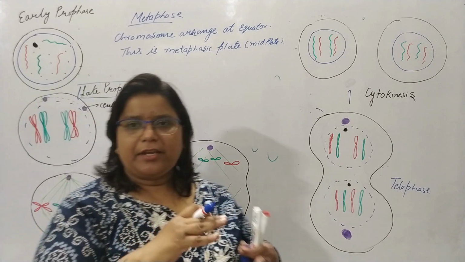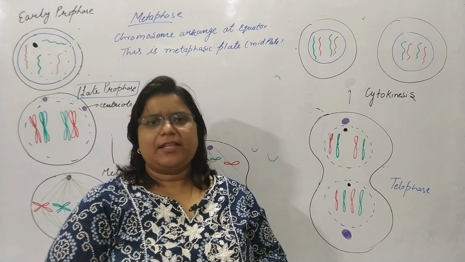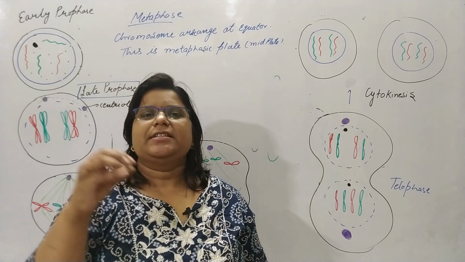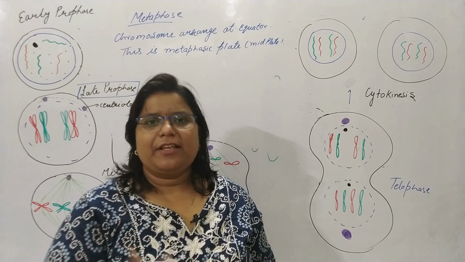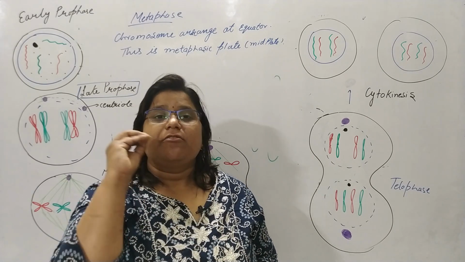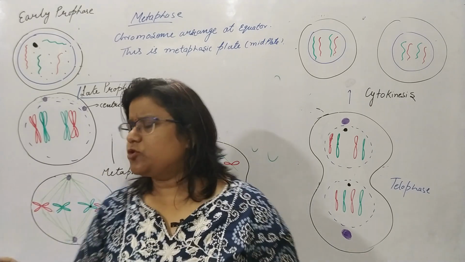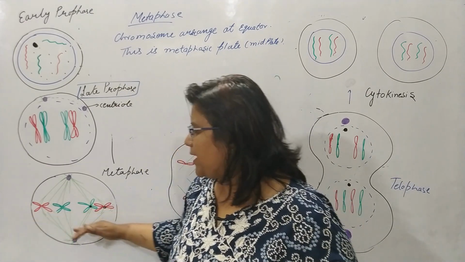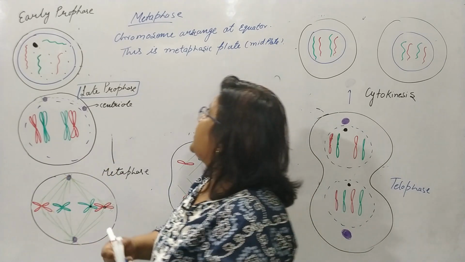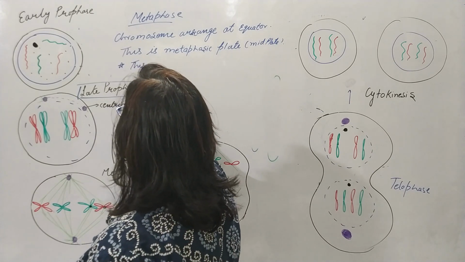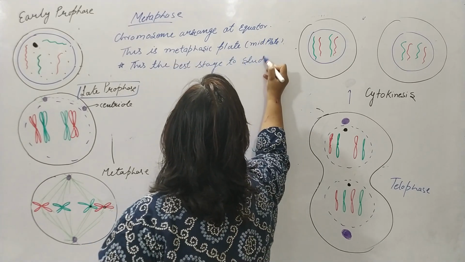The chromosomes are easily identified in this stage. If anyone wants to study the chromosomes with the help of a microscope, this is the best stage to study them. If in an MCQ they ask which stage is most prominent for the study of the chromosome, you will take the metaphase, because the chromosomes are arranged in a very proper manner and very condensed, so it is very easy to study them. So the metaphase is the best stage to study the chromosomes.